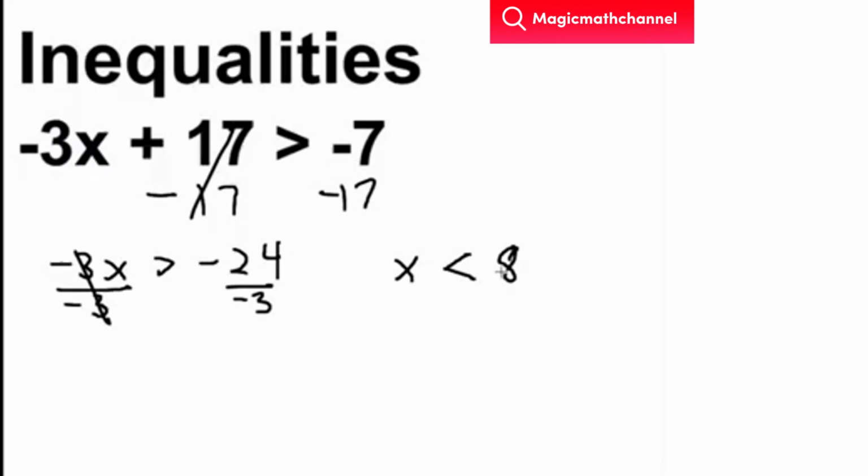So for example, if I plug in a 7 here, I should get a true statement. If I plug in a 7, that'd be negative 3 times 7, which is negative 21, plus 17 is greater than negative 7. What's negative 21 plus 17? That is negative 4 is greater than negative 7. Guess what? That's a true statement. Therefore, we know we've done this correctly.